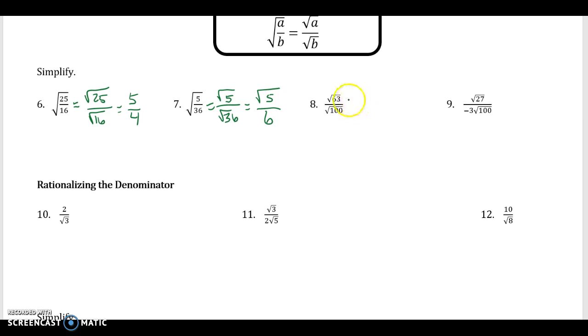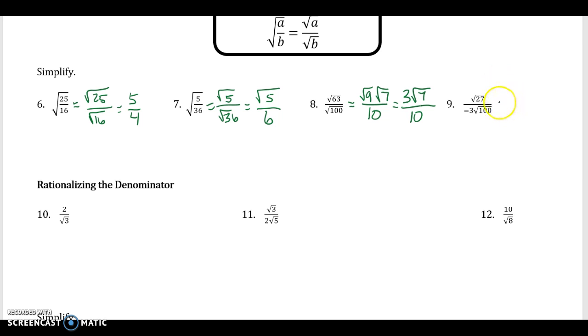This next one, the square root of 63 is not perfect. The square root of 100 is. So our denominator is 10. Up here, we have to factor out any perfect square factors. So I'm going to change this one into the square root of 9 times the square root of 7. So the square root of 9 is 3. We leave the square root of 7, and 10 is our denominator.